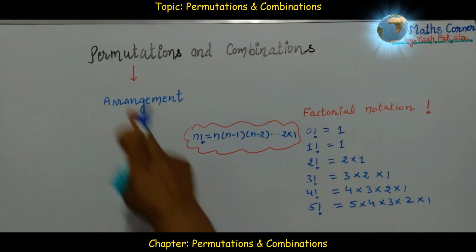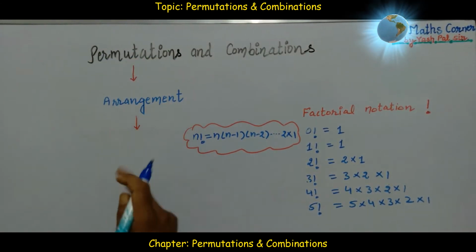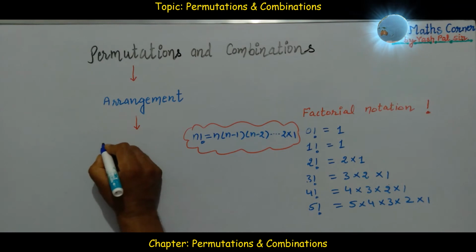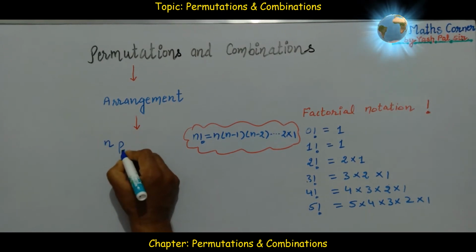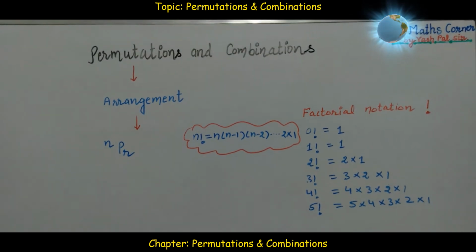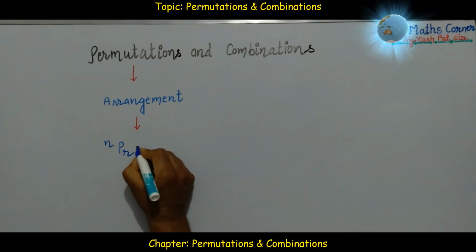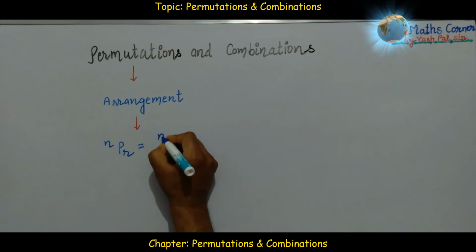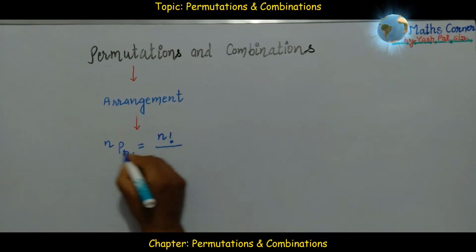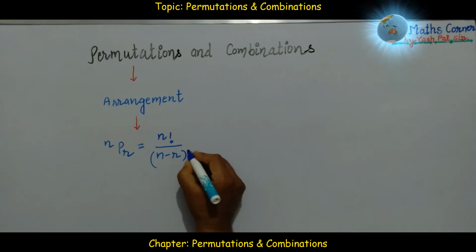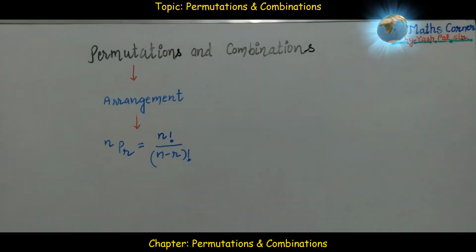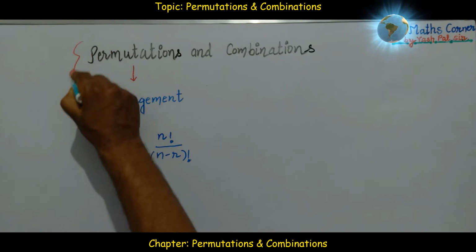Also in permutation, in arrangement, we have introduced one formula, nPr, and the meaning of this nPr is equal to n factorial divided by n minus r factorial. So this was the story of permutation, right?